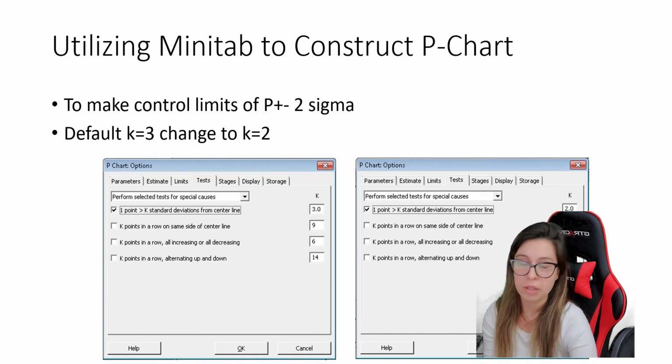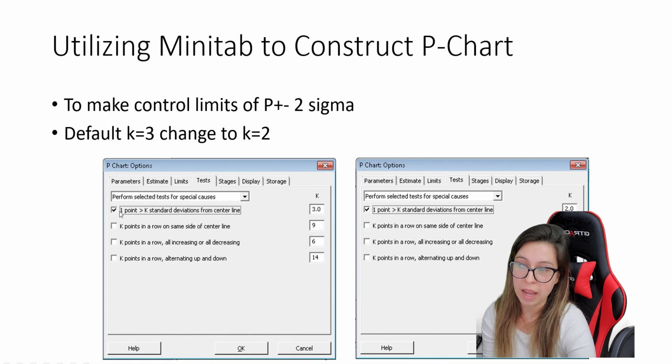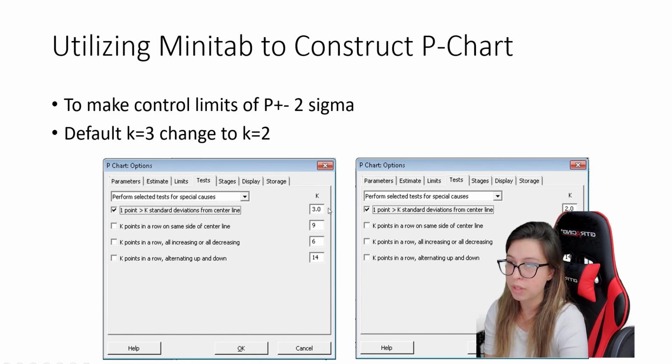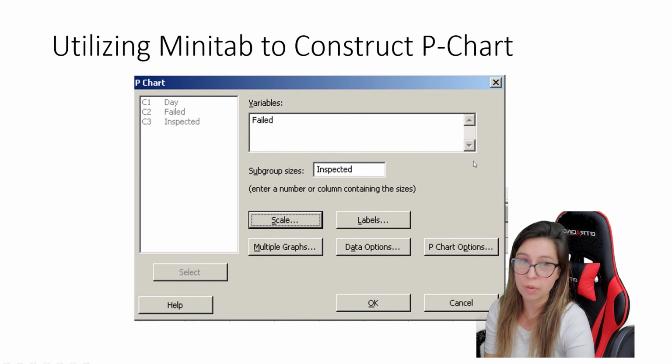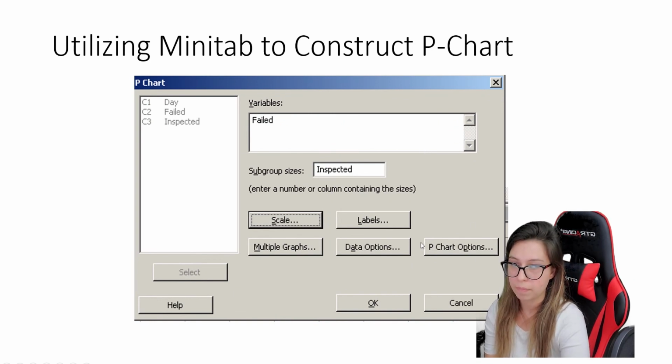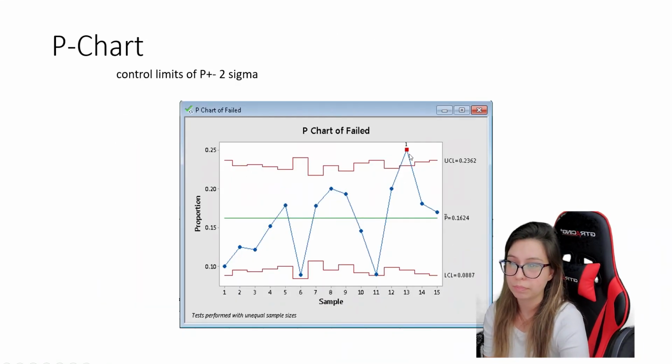So to change the number of control limits, you need to go on P chart and then options. And then instead of having 3K over here, you need to switch for 2. So the P chart options is right here. And now we actually have one observation that is out of control.